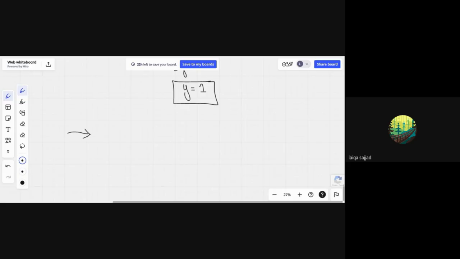Okay, let me write the points along with their coordinates. So we are given 4 points. One is point A, it has the coordinates 1 and 2. Then we get point B with the coordinates 7 and 5. Then we get point C with the coordinates 9 and 8. And then for point D, the coordinates are 3 and 5.